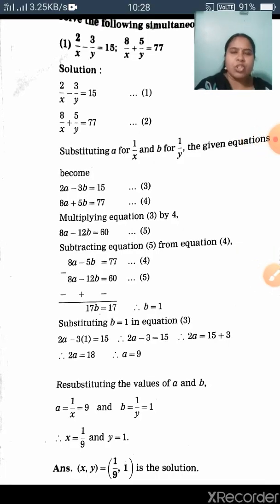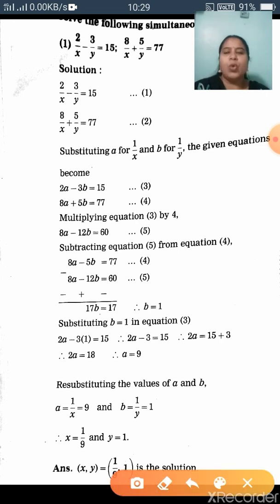The question is: solve the simultaneous equations. It is 2 upon x minus 3 upon y is equal to 15, and the second equation is 8 upon x plus 5 upon y is equal to 77. Now what we have to do is give a proper substitution to it. Why? So that this equation reduces to standard form. This is what we are going to learn in this exercise, how to reduce a given equation to the standard form of linear equations.